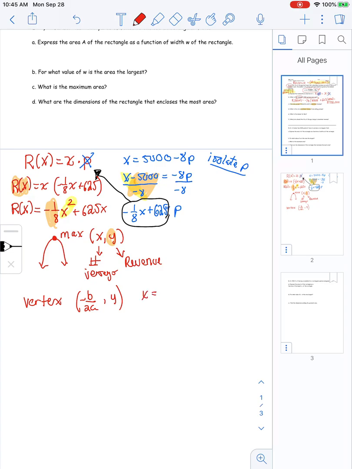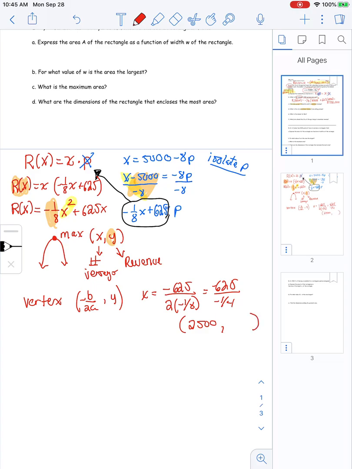For my x, I'm going to do the opposite of b, which was 625, over 2 times a, which was negative 1/8. And if I do negative 625 divided by negative 1/4, that's actually going to leave me with 2,500. So there's my x value of my vertex.